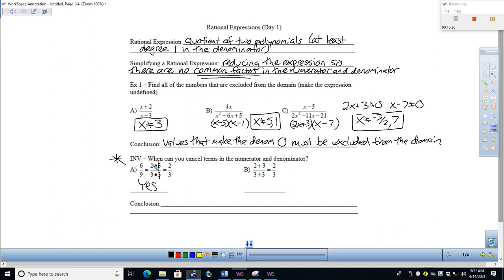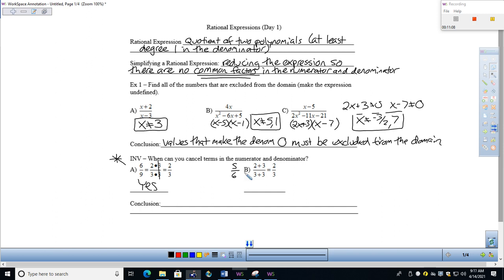Now the question, of course, is, what if they weren't multiplication symbols? What if they were addition or, quite frankly, subtraction symbols? Can I cancel out the 3's right here? If you look at this expression, well, 2 plus 3 happens to be 5. 3 plus 3 happens to be 6. So that expression right here, if you were to evaluate it, really is 5/6.